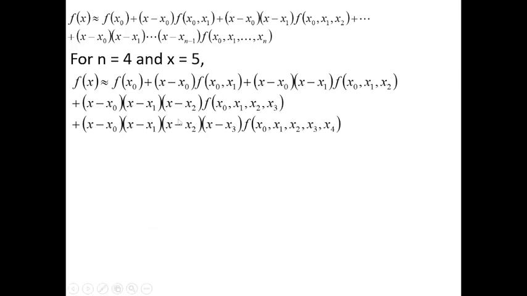So, we have this for n equals 4 and x equals 5. Consider first n equals 4. For n equals 4, you see terms up to x minus x sub 3. That is the limitation: x minus x0, x minus x1, x minus x2, x minus x3, and then up to x sub 4. That is the pattern.